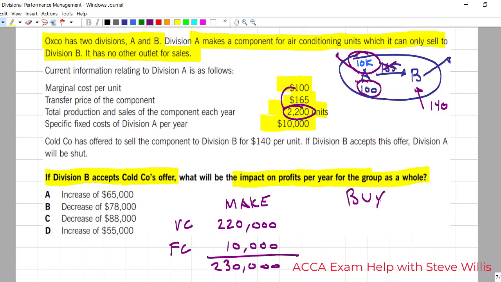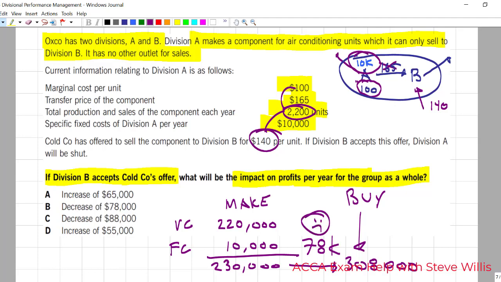Now, if we decide to shut down the division and buy from the new supplier, it'll be 2,200 multiplied by the 140. And that comes to 308,000. So if we decide to shut down the division and buy from the external supplier, that is 78K more expensive. So that would decrease our profits $78,000. Answer, guys, is option B.